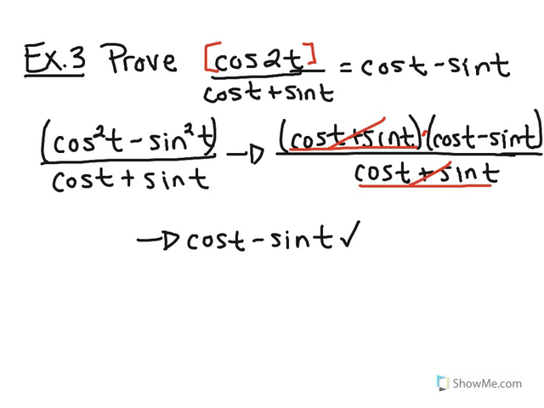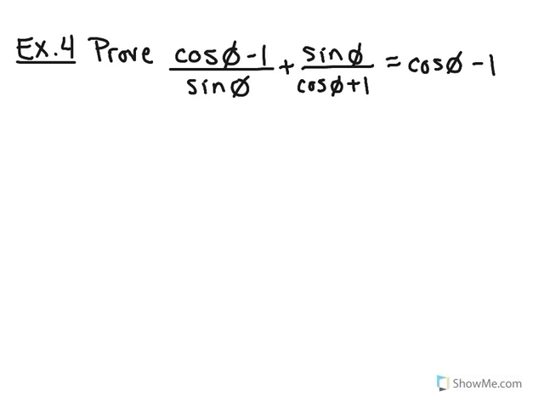All right, let's take a look at a more difficult one. Okay, so this is a big one. This says to prove that the cosine of phi minus 1 all over sine phi plus the sine of phi over cosine phi plus 1 is the same exact thing as cosine phi minus 1. So we're going to see if we can condense that entire addition of those two fractions into this one itty-bitty expression, which would be pretty nice.